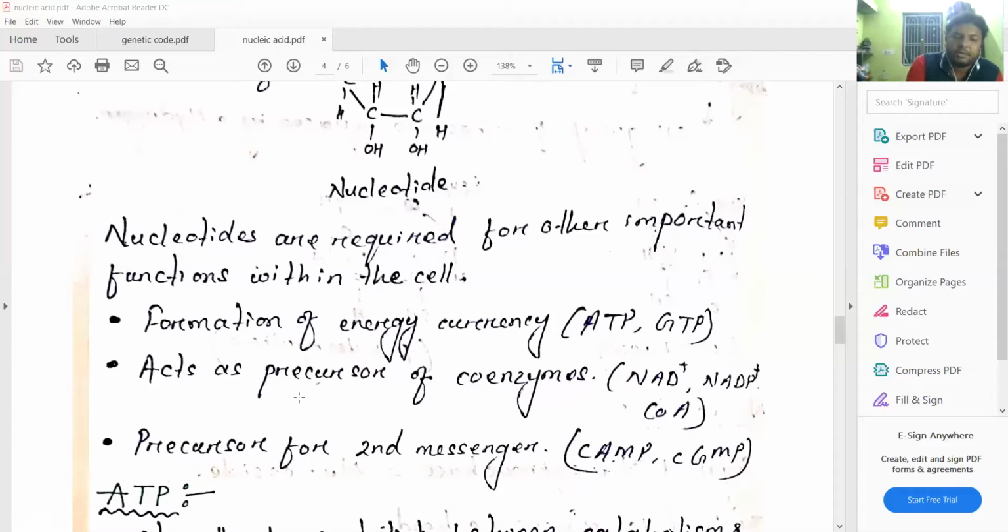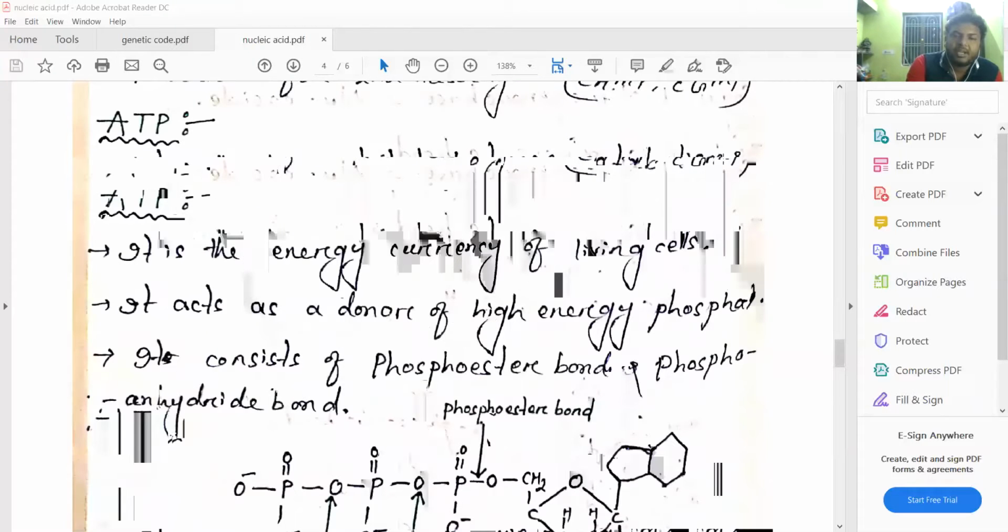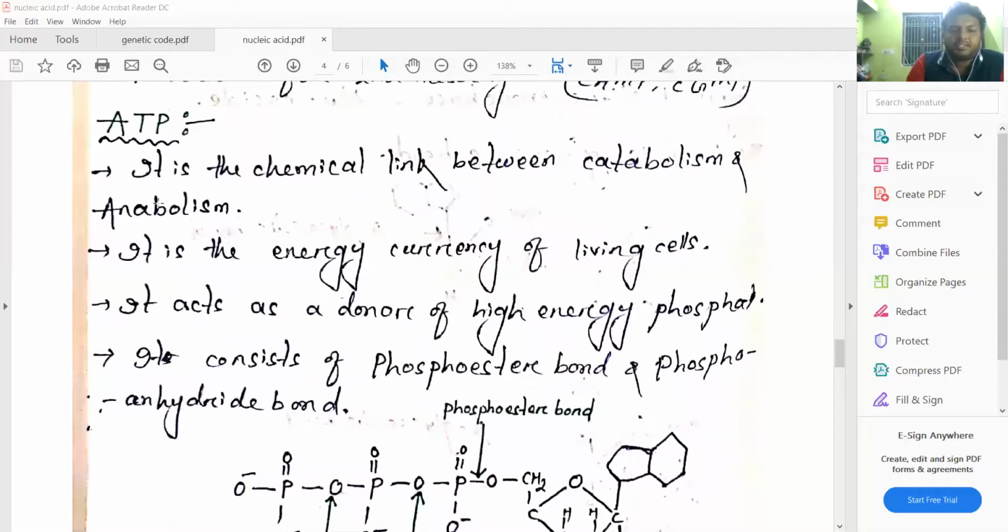So coming to your ATP, what is it? It is the chemical link between catabolism and anabolism. So it will do catabolic reactions as well as anabolic reactions. Okay. So ATP is the energy currency of the living cell. You already know that this is the energy currency of the living cell.